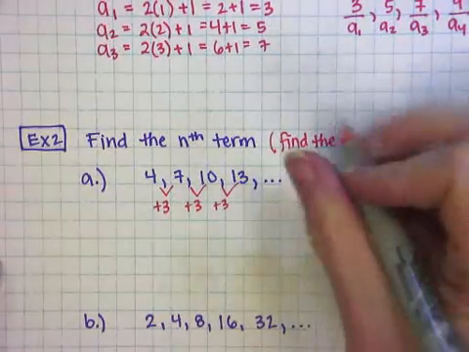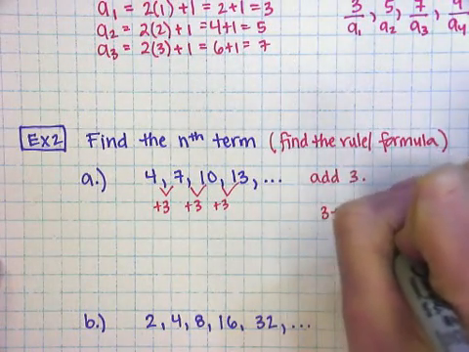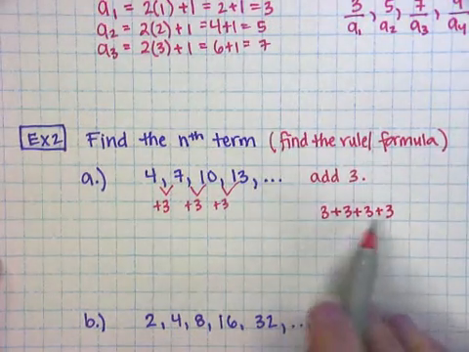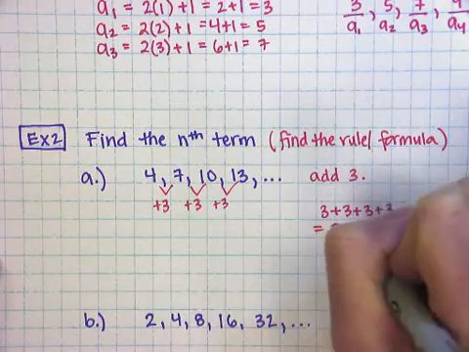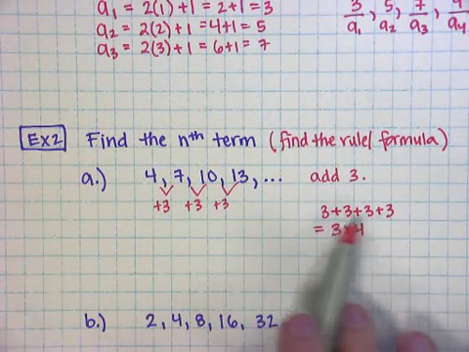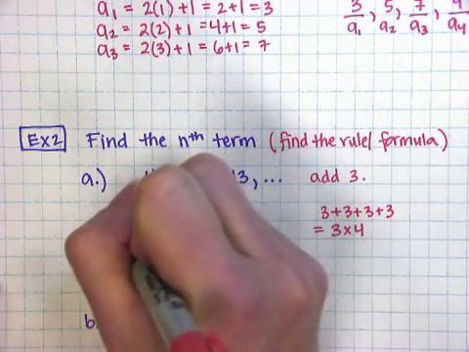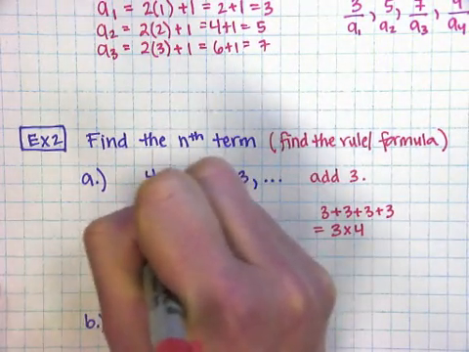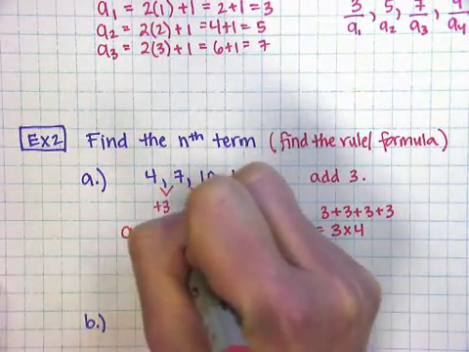Now I know that adding over and over again, like 3 plus 3 plus 3 plus 3, repeated addition is the same as multiplication. That's the same as 3 times 4. And so that gives me a little hint in my formula that if I have repeated addition, then I'm going to need to have multiplication in my formula. So I'm going to say a sub n. In this case, it's going to be 3 each time, so 3n.